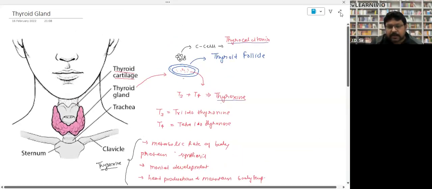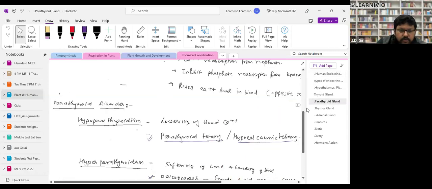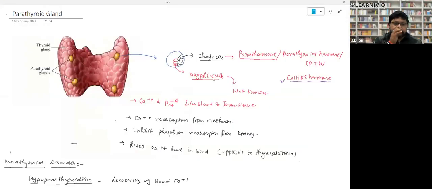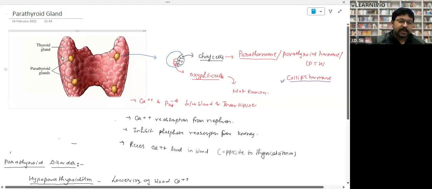Next is the parathyroid gland. So look, the parathyroid gland is found just behind the thyroid gland. This picture is taken from the back side of the thyroid gland, right? At the back side of the thyroid gland, these button-like yellow structures are called parathyroid glands, right? They are made up of two kinds of cells, right?